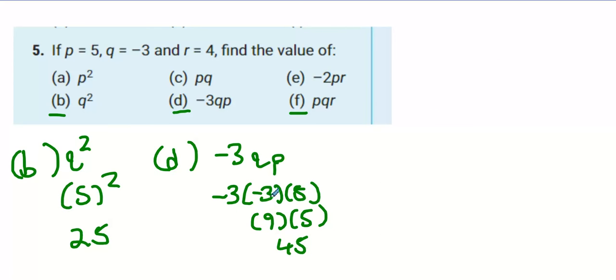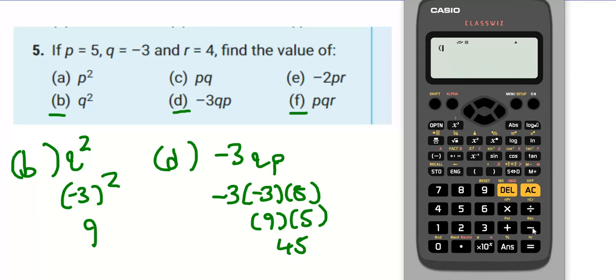QP. Q is minus 3. P is 5. What's the issue? Oh, sorry. Sorry, my fault. In B, Q is actually minus 3, isn't it? That's 9. Sorry, my fault. No, it's plus 9. Yeah, 2 minuses make a plus when you're multiplying.